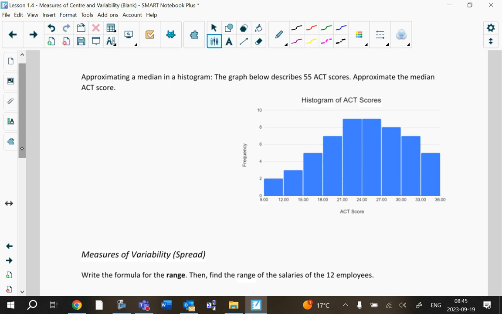So you can find or approximate mean and median in graphs. You could do it on a dot plot, a stem plot, or a histogram. Remember, we're talking about quantitative data, so we're not talking about bar graphs. So here we have ACT. Is everybody familiar with the ACT? It's a special type of test that you write for entry into US colleges and universities, along with the SAT, which is another major one. So here we have 55 ACT scores. We want to approximate the median.